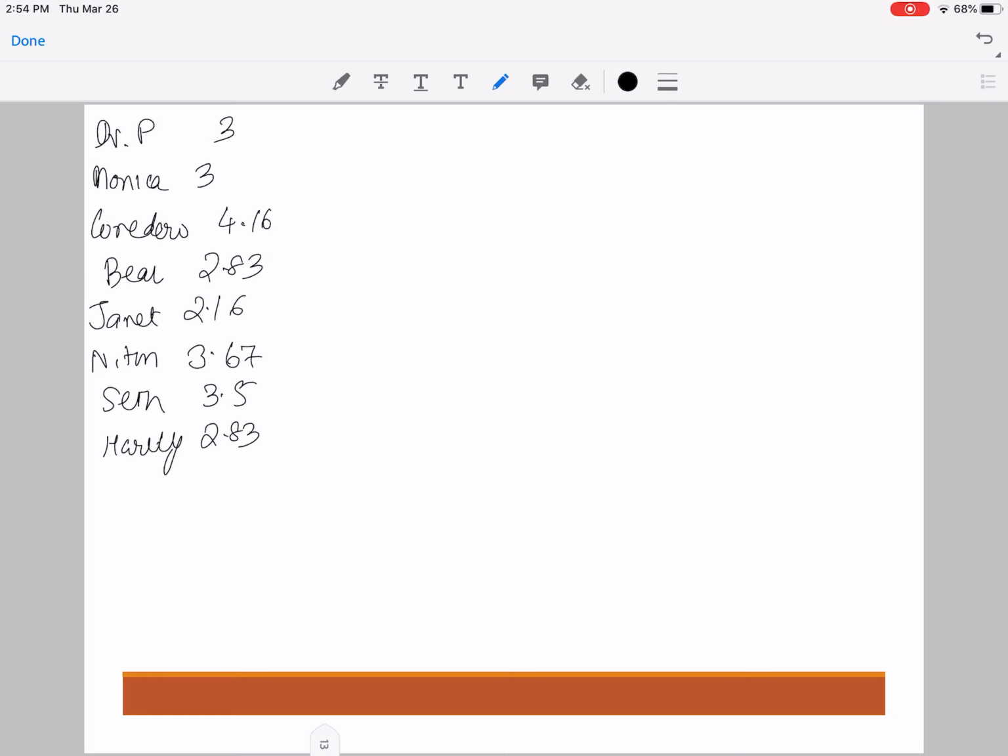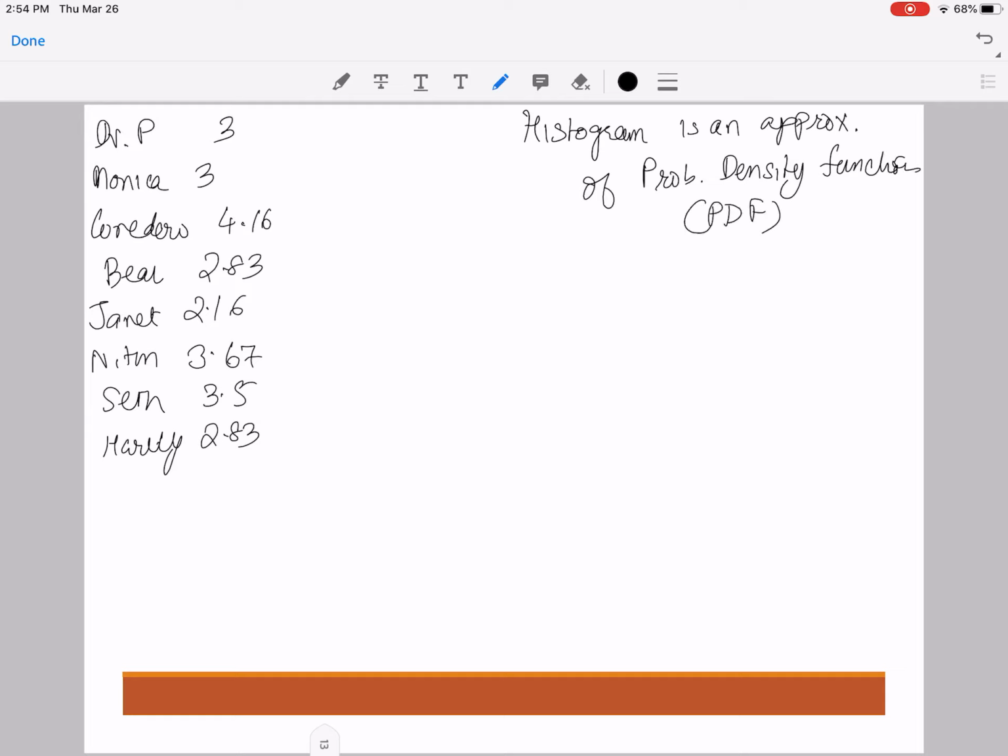So next, I'm going to construct a histogram, which is a frequency table. A histogram is a good approximation of the probability density function, or the PDF. And I'm going to show you now that the histogram will be approximately bell-shaped. So let me draw the histogram.